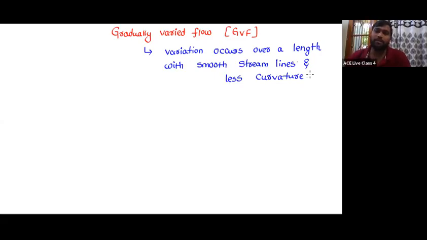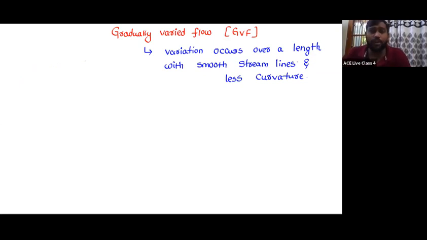What is the meaning of a streamline, sir? The line that is drawn along the direction of flow. Whatever I am representing the flow like this, this is nothing but the streamline. So the streamlines are going to be smooth. And what is the meaning of curvature, sir? The variation of the slope is going to be very small, which means dou y by dou s is very small, but it's not going to be zero.